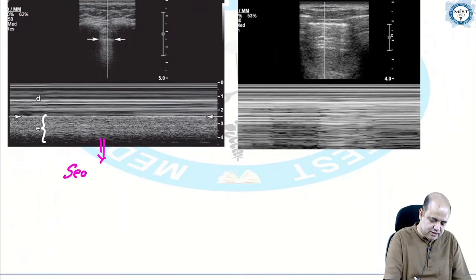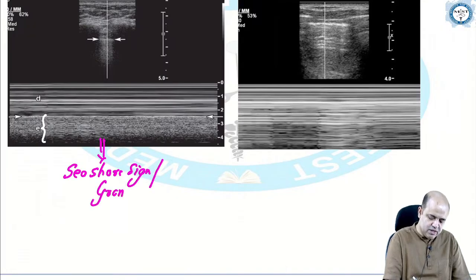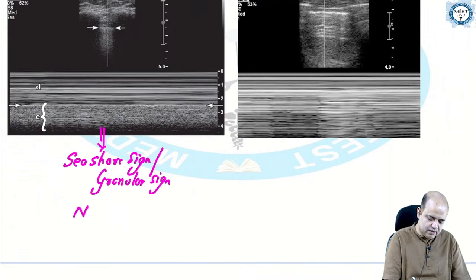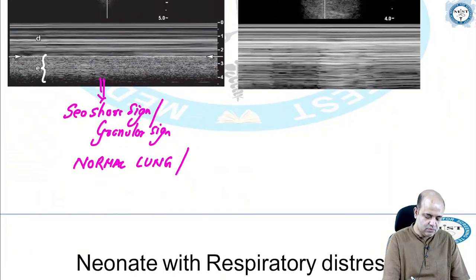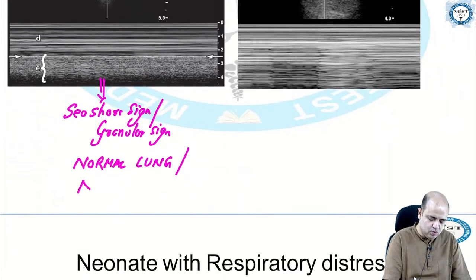This is called the seashore sign. It is also called the granular sign. This is indicative of the normal lung. This means there is normal lung, there is no pneumothorax.